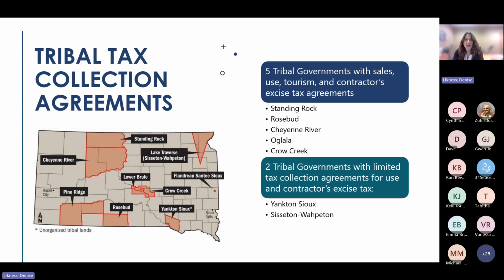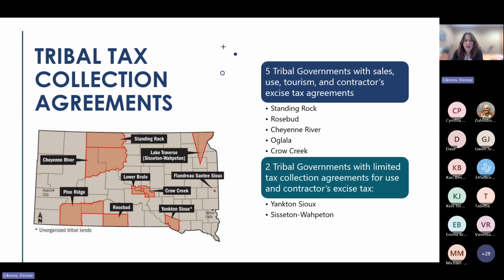Okay, tribal tax collection agreements. We have agreements with 5 tribes in South Dakota. And what those agreements basically do is we collect the tax, just like we do for the cities. We collect the tax for them, and then on a monthly basis, we electronically transfer that money to these 5 tribes. That's the agreement we have. And those 5 are Standing Rock, Rosebud, Cheyenne, Ogallala, and Crow Creek.